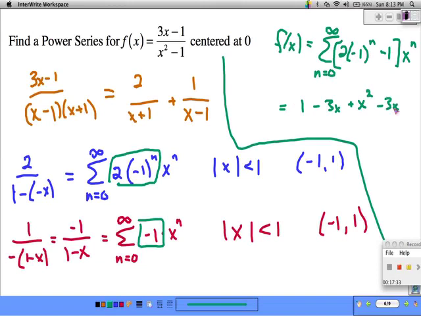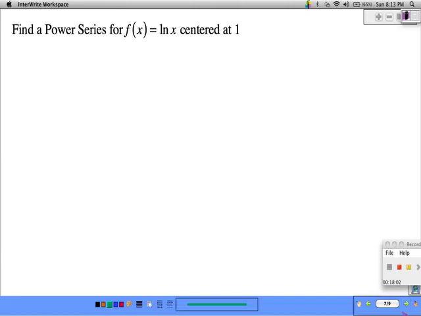The interval of convergence is the intersection of the blue and red intervals, which in this case is just negative 1 to 1. So let's take this a step further. We want to find a power series for the natural log of x, centered at 1.